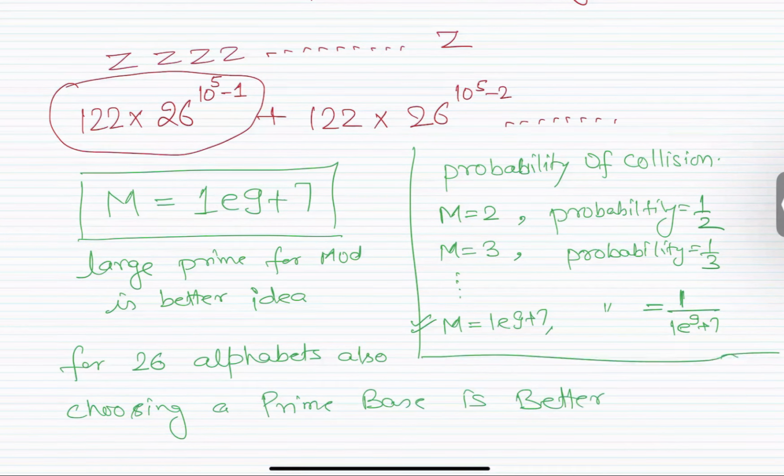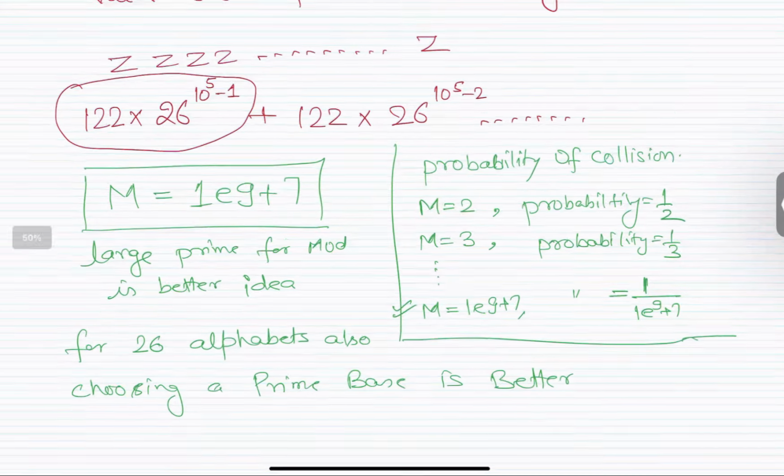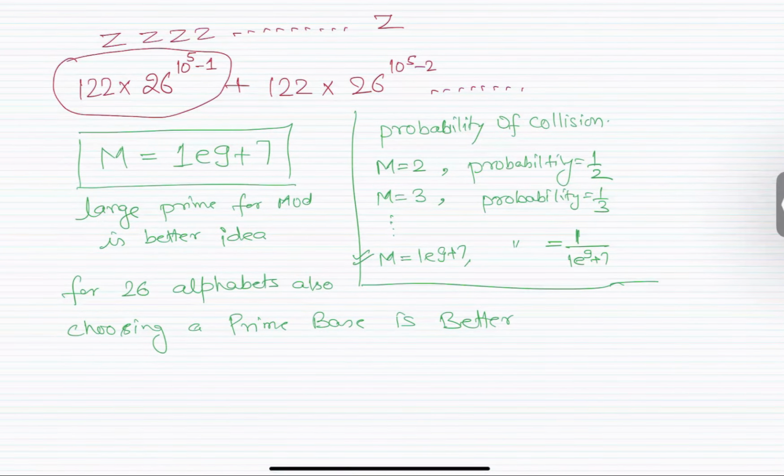So if I ask you, tell me a number which is prime but which is bigger than 26, which number would you choose? 29. 29 is a prime number. Yes. For 26, the next bigger prime is 29. After 29, the next prime number is 31. Then we have 37. So basically choosing any larger prime than the base is a good idea.